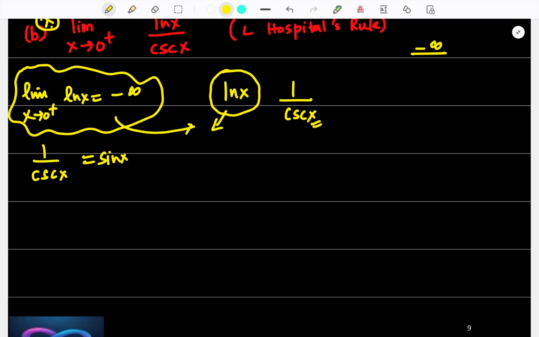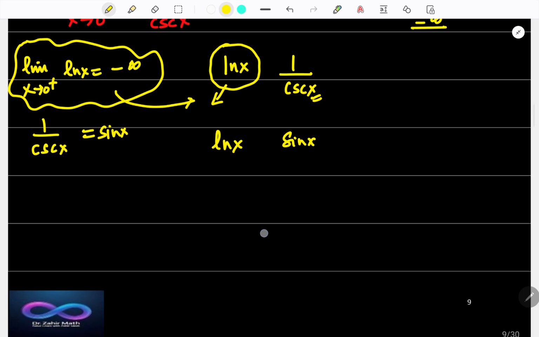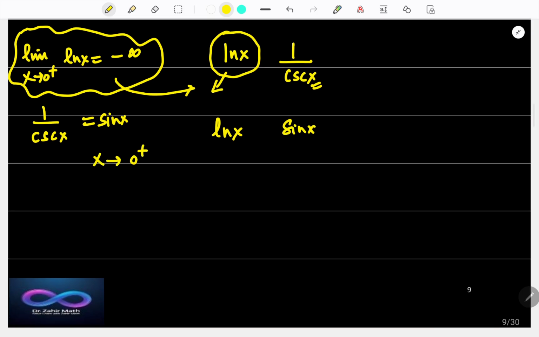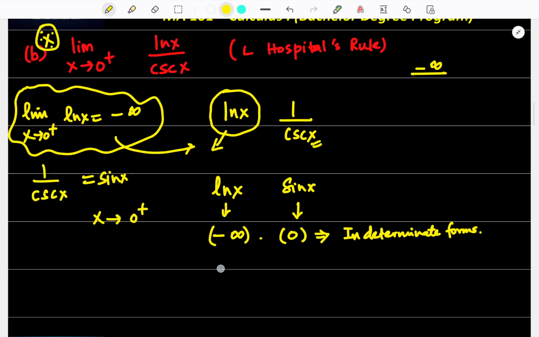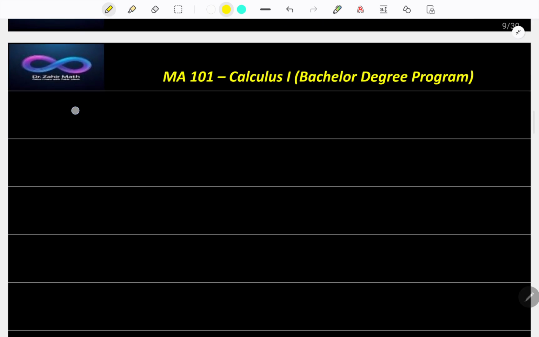Okay, now I'll give you a simple idea. This is ln x, right? 1 by cosecant x is what? Sin x. Now you put x goes to 0 plus. So this becomes minus infinity. When I put sine 0, this is 0. So finally you get minus infinity times 0. This is also an indeterminate form. Keep it in your mind, okay? Either infinity by infinity or minus infinity times 0 is also an indeterminate form. So L'Hopital rule is allowed, right? Yes. Now what do we need to do? We need to write the same question in a quotient form. So I will write it again.